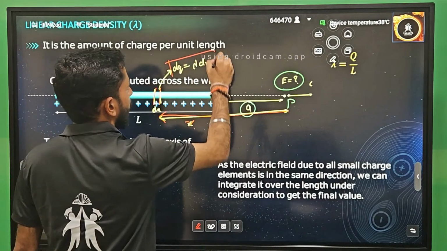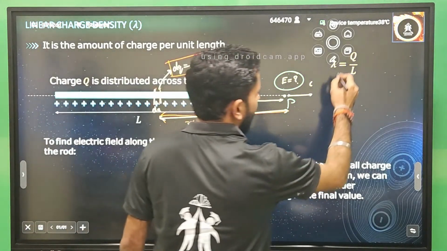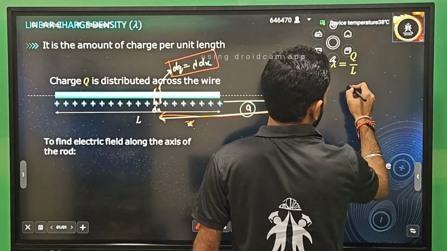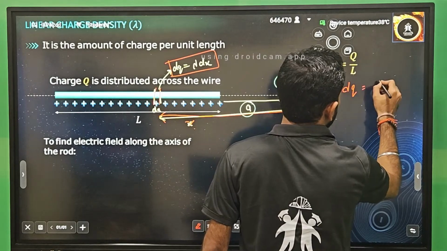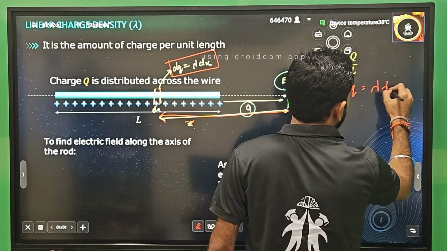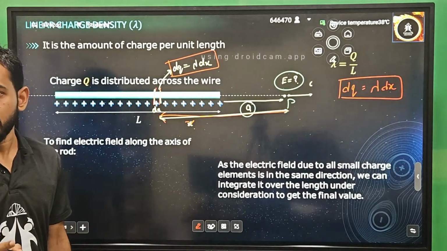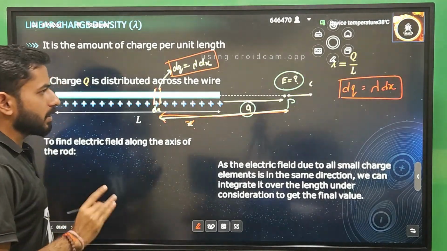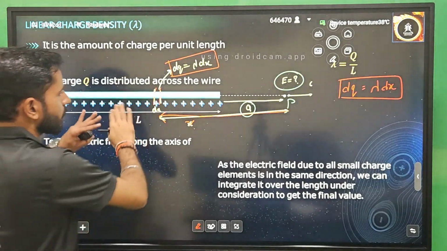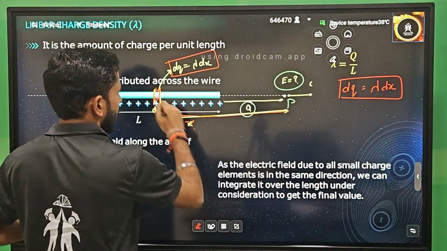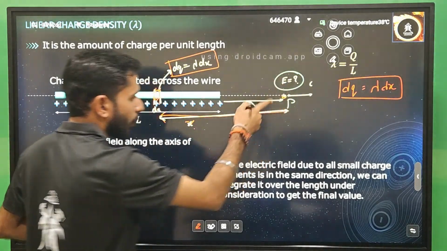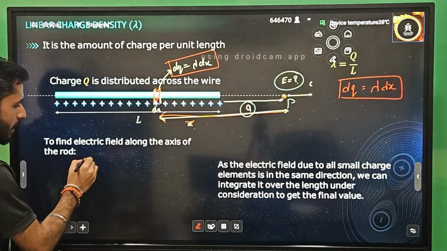And the thickness dx will have how much charge? You know that lambda is equal to charge per unit length. So if I ask you, dq will be what? Lambda into the length that I have cut out, dx. This has to be very clear in your mind. Now it is very simple. Just forget about the complete rod. Just focus that it is a point charge, and here is the point where you have to calculate.